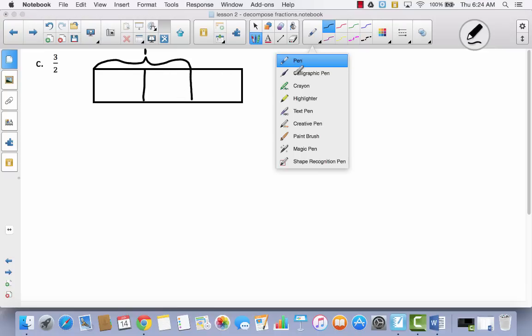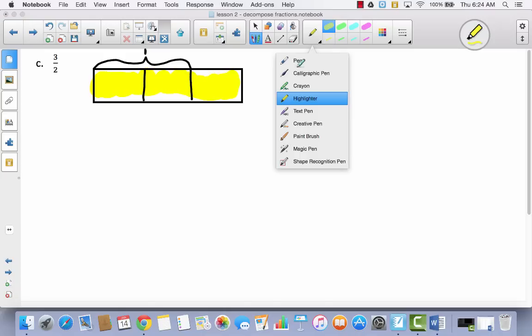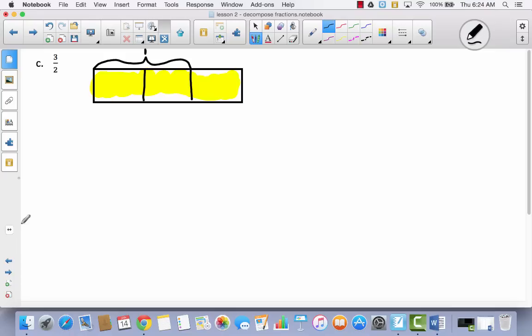So we're going to go ahead and shade. I'm going to use my highlighter so that you don't have to watch me color. You're going to use your pencil and you're going to lightly shade this in. We're not going to spend a lot of time coloring. All right, now we're going to do our unit fractions first. So that would be 3 halves equals 1/2 plus 1/2 plus 1/2. Now we have to do it two other ways.